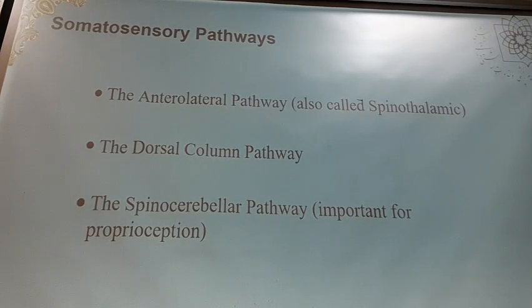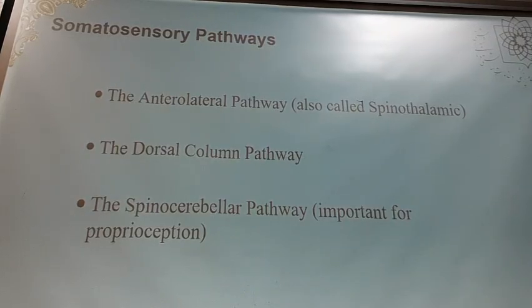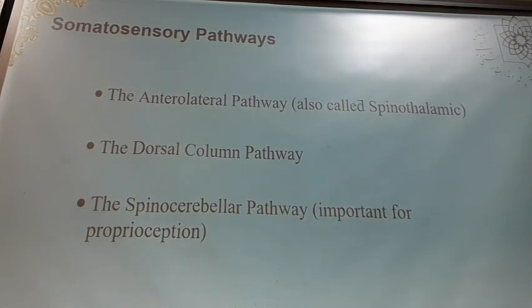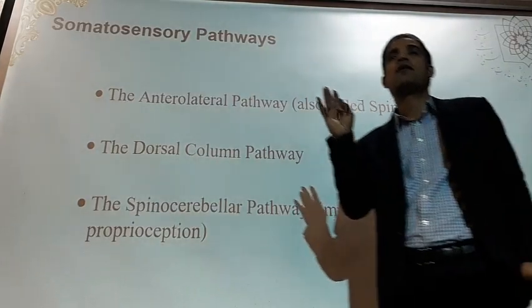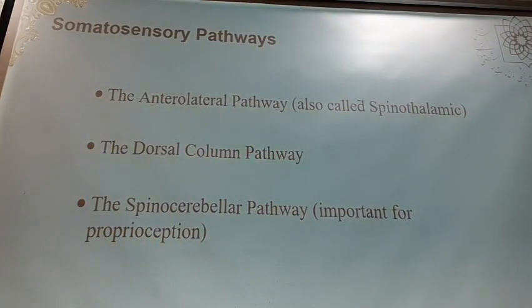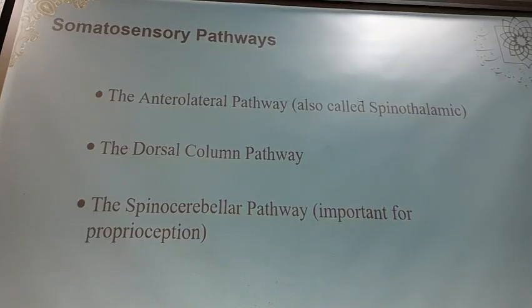Another pathway is the dorsal column pathway. The dorsal column pathway sends the information in the dorsal column of the spinal cord, and they send the information regarding the touch sensation, precise touch sensation. And we have also another pathway named the spinocerebellar pathway. The spinocerebellar pathway sends the information from the joints, from proprioceptors, joint, muscle, and so on, to the cerebellum, not to the cortex. And this is showing another sensory path.